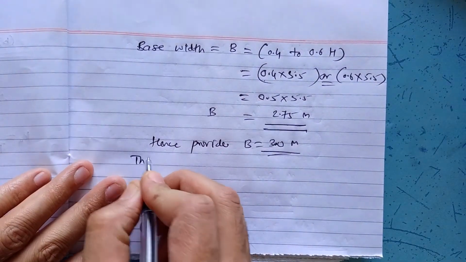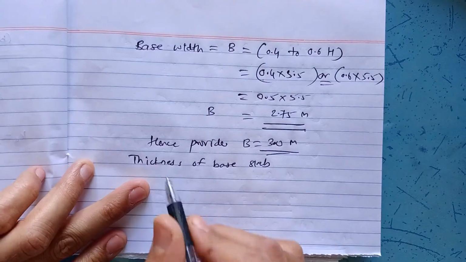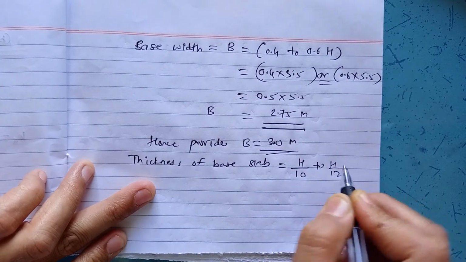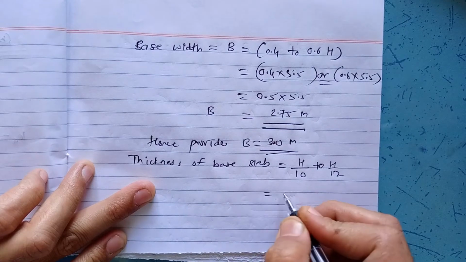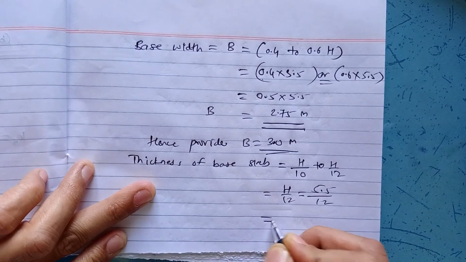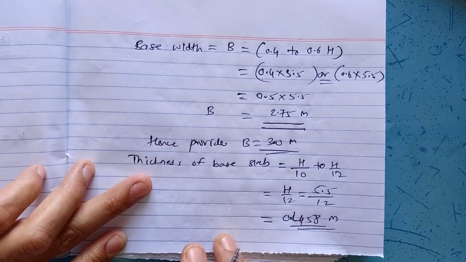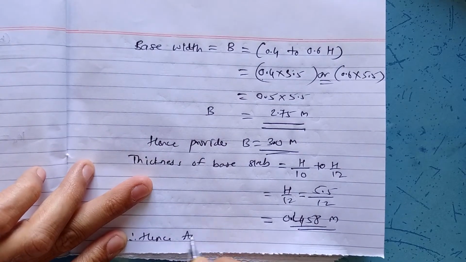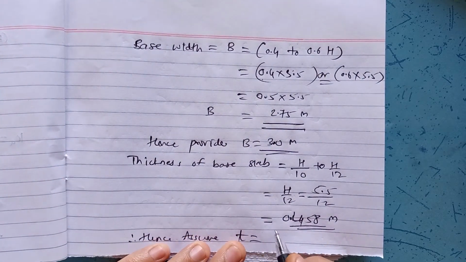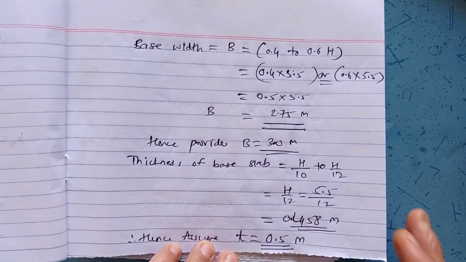Now we are supposed to calculate the thickness of the base slab. As shown earlier, it will be h by 10 to h by 12. Now considering h by 12, that is 5.5 by 12, will give 0.458 meter. Hence assume the thickness of the base slab T as 0.5 meters.